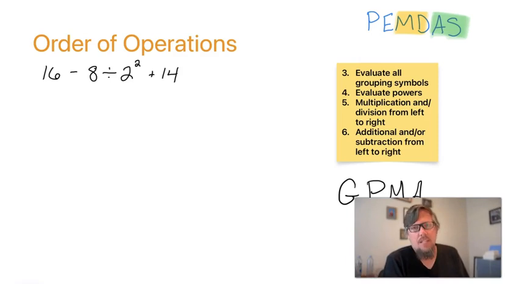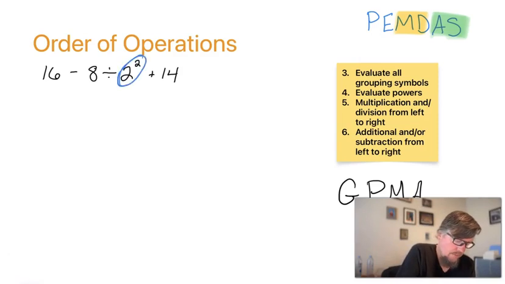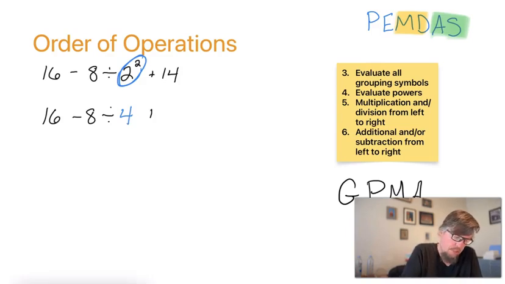So let's put this into practice here with this problem. 16 minus 8 divided by 2 squared plus 14. So the first thing we look for is grouping symbols. This problem doesn't have any. It doesn't have any parentheses or brackets, so we can ignore that part. Second thing is all of our powers. And for powers, we do have one right here. We've got 2 to the second power. That means 2 times 2. So after our first step, we've got 16 minus 8 divided by, and then 2 to the second power is going to be 4. 2 times 2 is 4, plus 14.